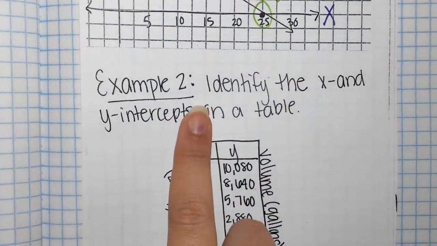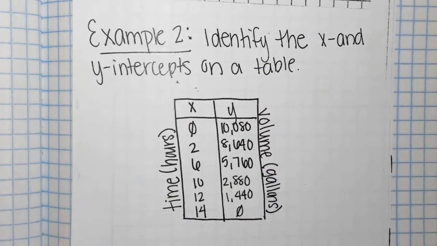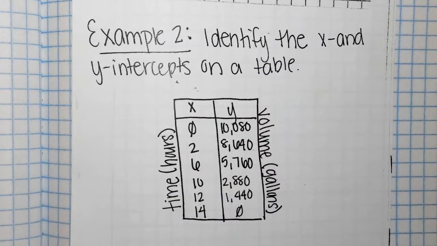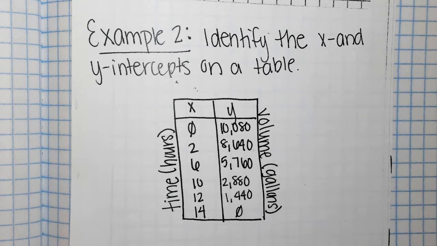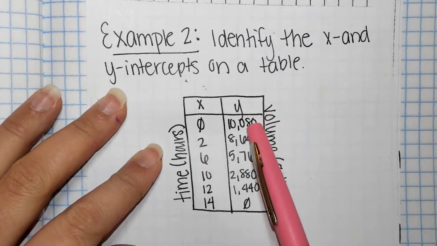Alright, so now, let's look at it on a table. It says identify the x and y intercepts on a table. Now, what do we know about our x-intercept? Y will always be what, guys? 0. Awesome.